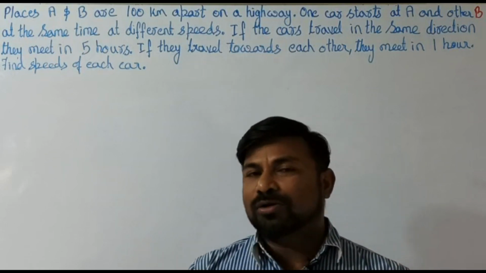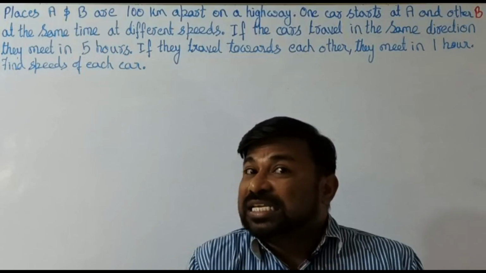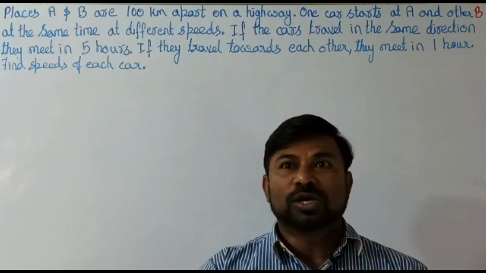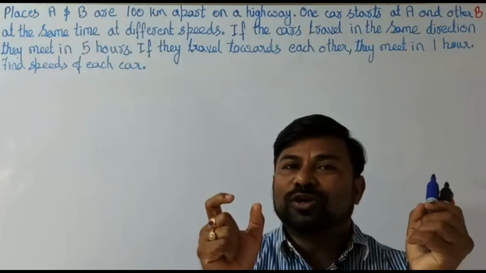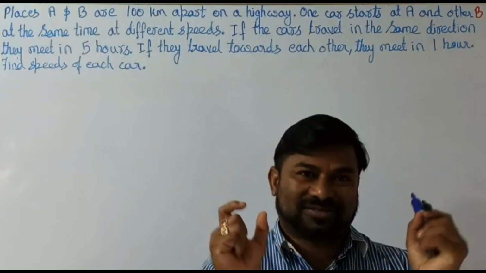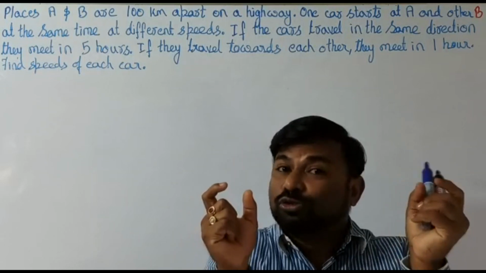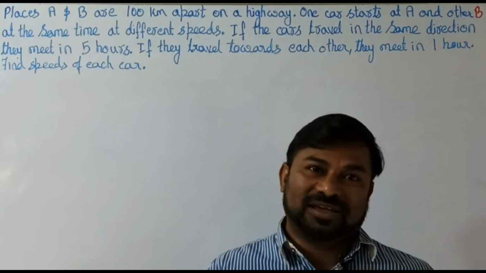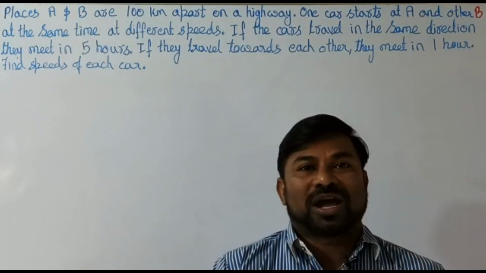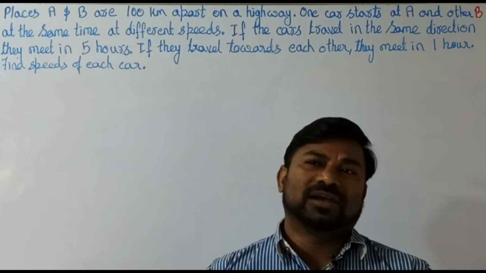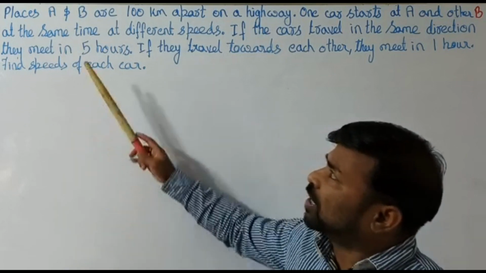Now here in this question, as it is a linear pair of equations in two variables, we are talking about two concepts, two moving objects. The two moving objects we have taken are two cars. So where they are starting, in which direction they are moving, how much time they travel, how much distance they travel, all of that comes under this. So let's go to the question now.